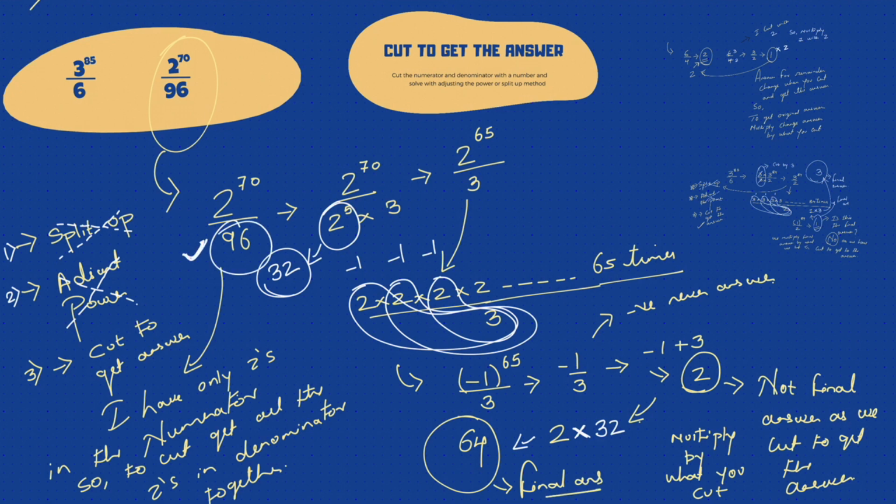Now let's check, can I get the answer as 64? Yes, because the denominator is 96 and the remainder will be lesser than 96. 64 is lesser than 96.